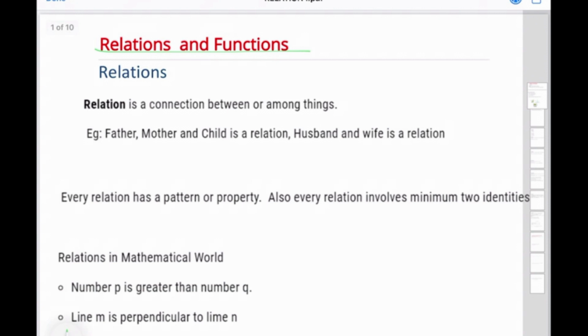This is your next chapter, relation and function. Today I will discuss the relations only, and in the next I will discuss the functions. So a relation is just the connection between two or more things.